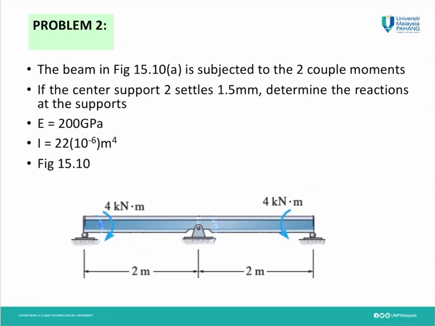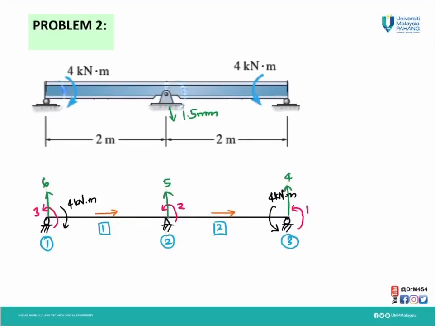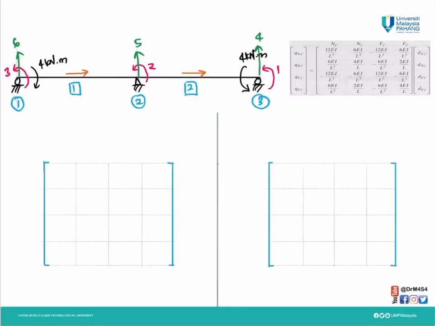Today I'm going to continue our stiffness matrix for beam problem number 2. For this problem, we already discussed the numbering in part 1. By doing the numbering, we get this, and by using the member stiffness matrix, we have to assemble the stiffness matrix for member 1 and the stiffness matrix for member 2. So let's do K1.